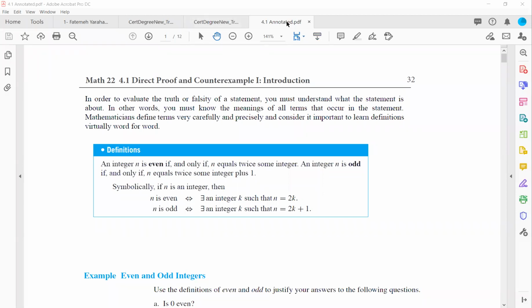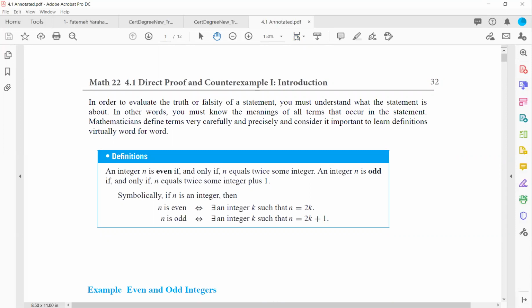like the definition of even and odd numbers. An integer like n is called even if and only if n equals twice some integer. An integer is called odd if and only if n equals twice some integer plus 1. So mathematically, we can write them this way.